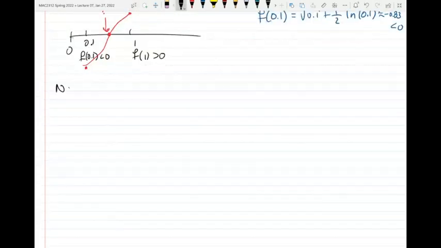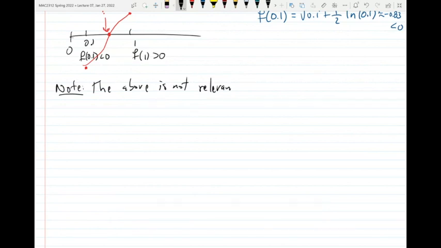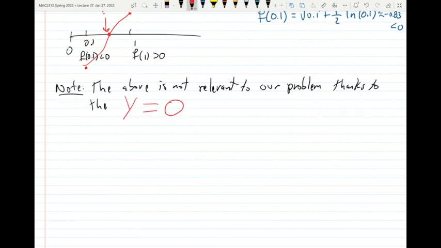So note the above is not relevant to our problem, thanks to the y equals 0 boundary.